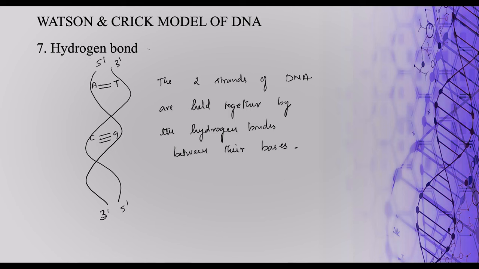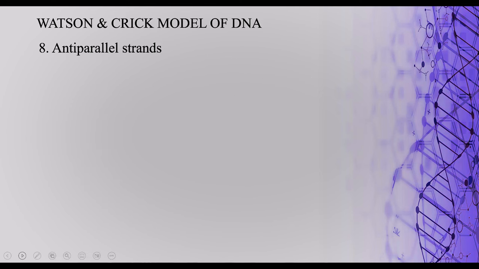So this is all about the hydrogen bond. We have to be very clear about which has two hydrogen bonds and which has three. Adenine and thymine are connected with two hydrogen bonds, and cytosine and guanine with three hydrogen bonds. Coming to the next, antiparallel strands.